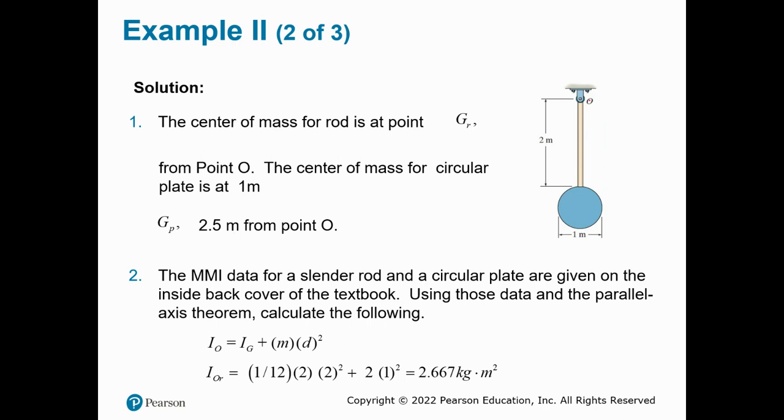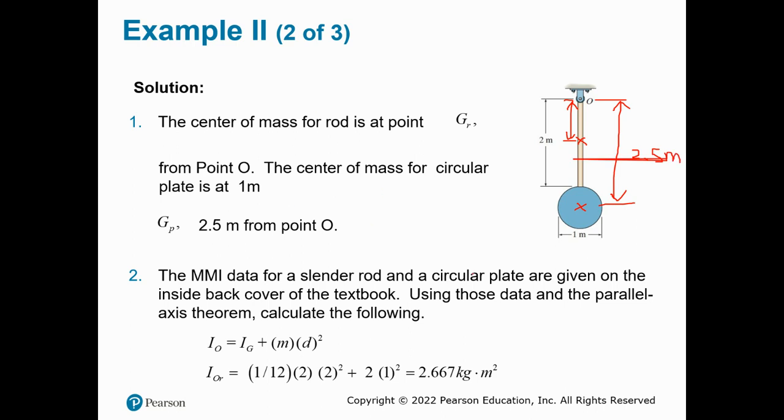So what it's saying is that we can separate the two pieces. Look at the rod first. The center of mass for this rod is right here, which is 1 meter away from O. And the center of mass for this plate is right here. So the distance for the rod is 1 meter. For the plate, the distance is going to be the 2 meters plus the radius of the plate over here. The radius of the plate is 0.5 meter plus the 2 meter, which overall gives me 2.5 meters. That's what it's saying over here.